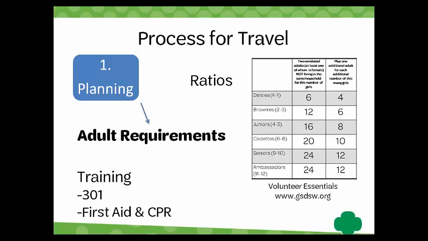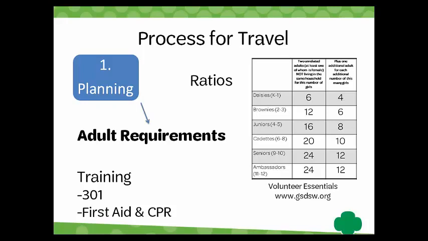For example, according to this chart, if I have a troop of 14 Brownies, I will need 3 volunteers. And I want to take the time to also remind us that if we have girls of different levels going on the trip, such as in a multi-level troop, we will follow the ratio for the youngest level. For example, if I have a troop that has Daisies, Brownies, and Juniors, I'm going to follow the Daisy ratios for all of them.